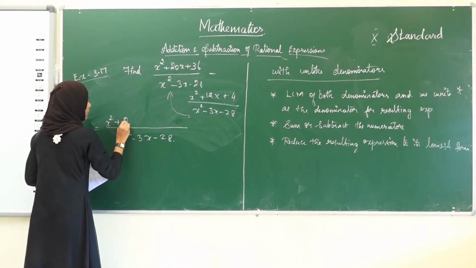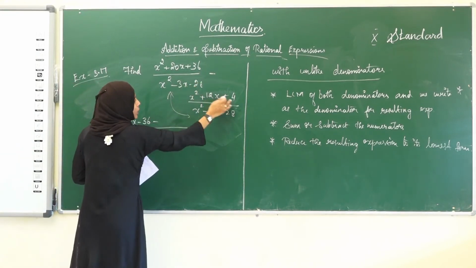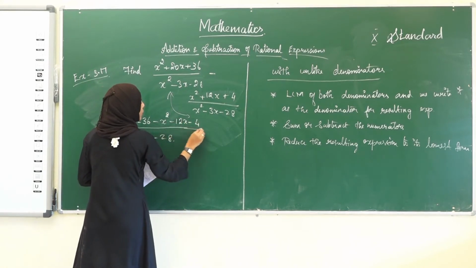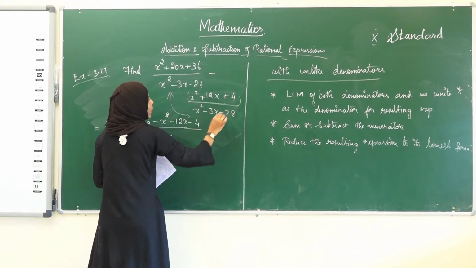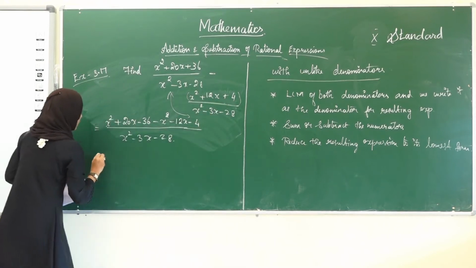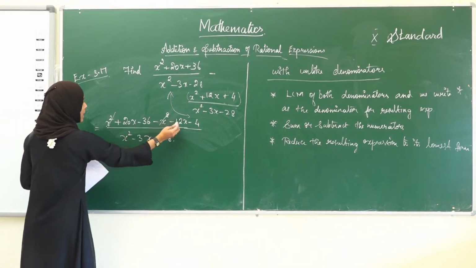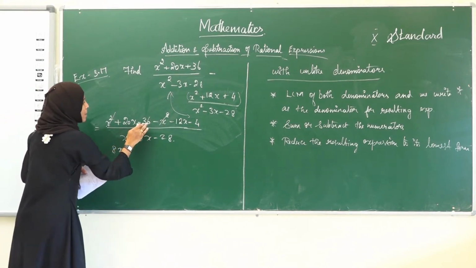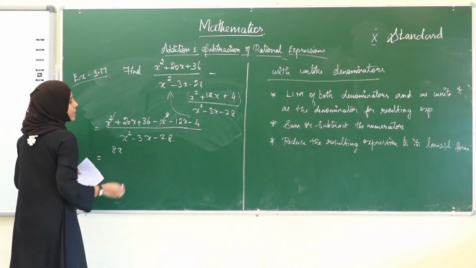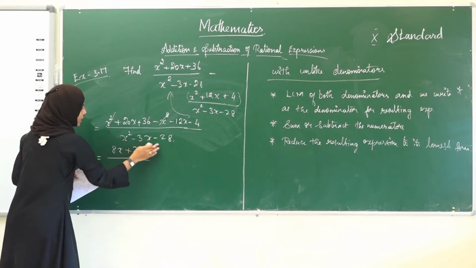x square plus 20x plus 36 minus, multiplying minus with all these terms, x square minus 12x minus 4. Because the minus is common for all the three terms, we are changing the sign: minus x square minus 12x minus 4. Now in the numerator what we will get? x square minus x square gets cancelled. 20x minus 12x is 8x, and minus 36 minus, so this is plus 36, plus 36 minus 4 is plus 32, divided by this expression.